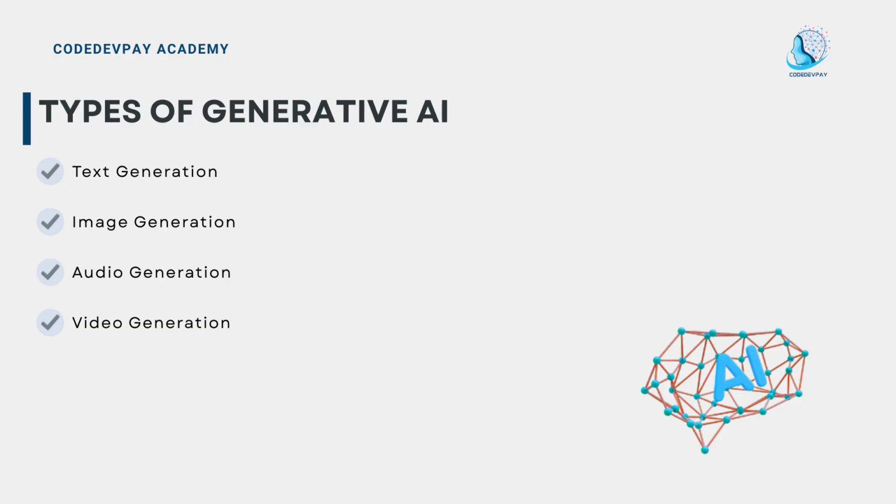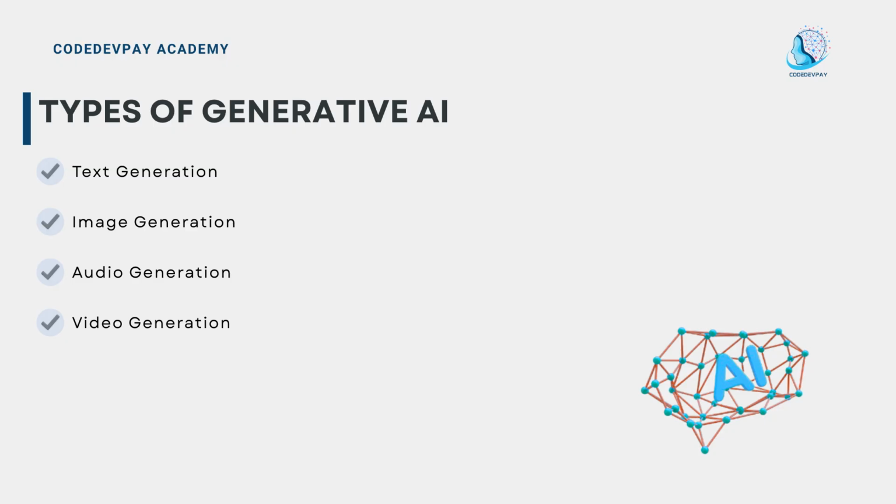Video generation. These create or edit videos using AI. Examples include short marketing videos, educational explainers, and all that. Examples are InVideo, Google Veo 3, and the likes.